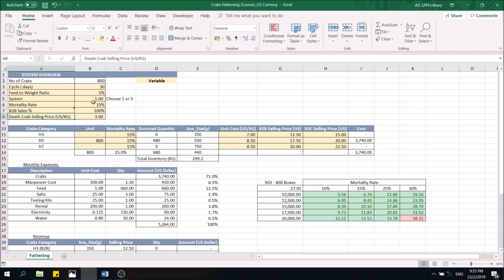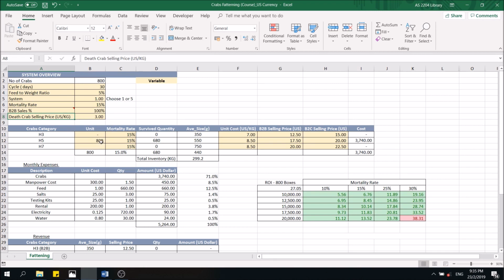Next, we have dead crab selling price. So for some countries, you may have 0, but for others, you can have $3 or even higher. It means people will buy it, cook it, and extract the meat. Next, we have crab category. So in this model, I have input 300 gram category, 500 grams, and 700 grams.